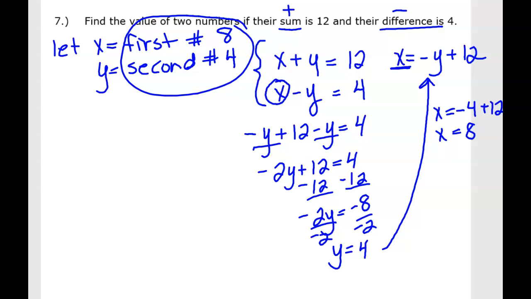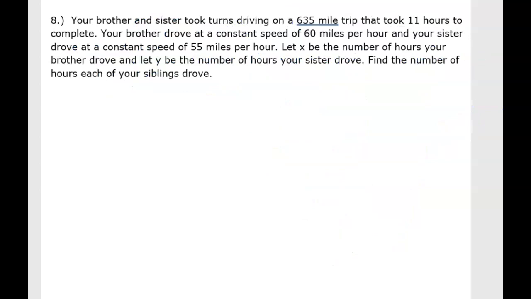So that works. All right, so number 8, your brother and sister took turns driving on a 635-mile trip that took 11 hours to complete. Your brother drove at a constant speed of 60 miles per hour and your sister drove at a constant speed of 55 miles per hour. This one's telling you your let statement. Let X be the number of hours your brother drove. So let's do let X be brother's hours.